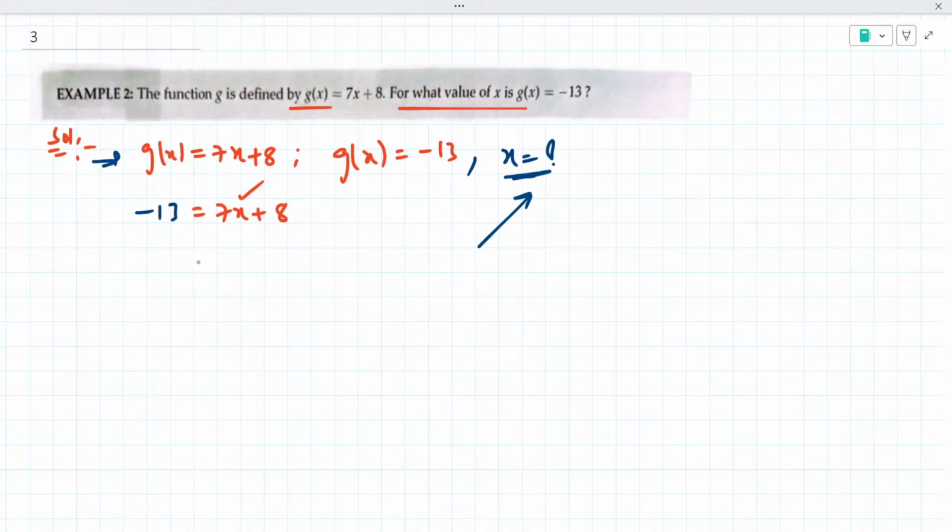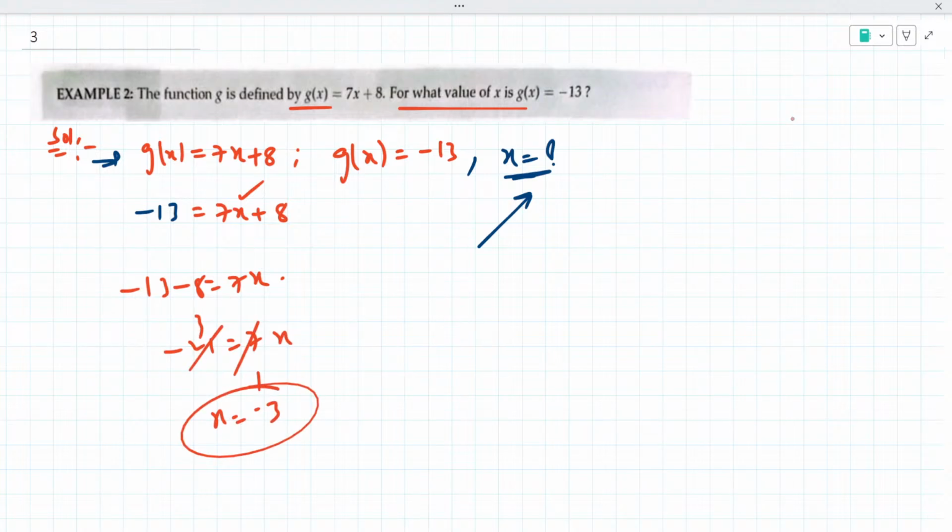Negative 3, let me check. Negative 13 minus 8, that is negative 21, equals 7x. So negative 21 divided by 7 gives x equals negative 3. Yes, it's true.